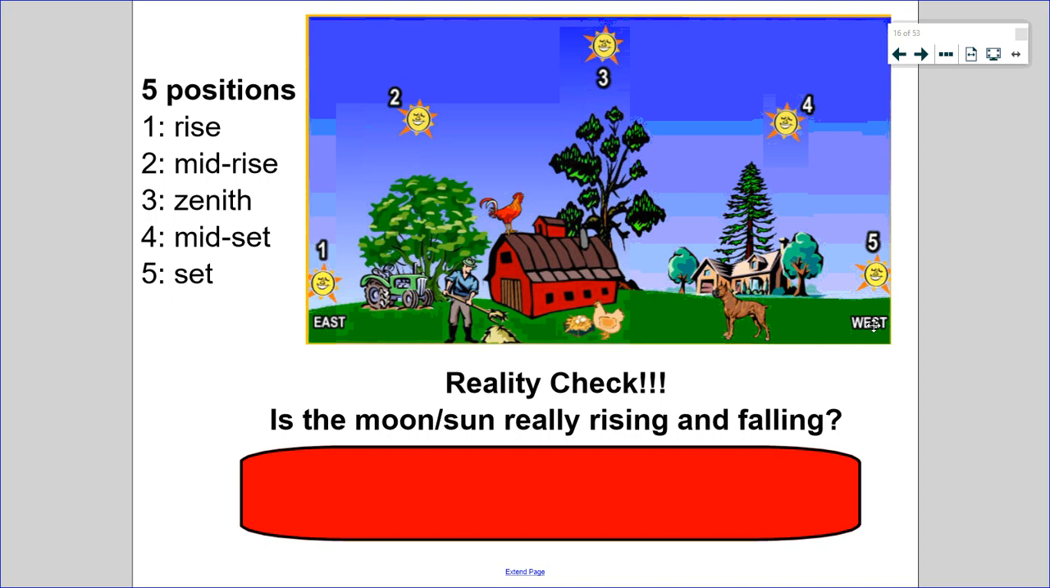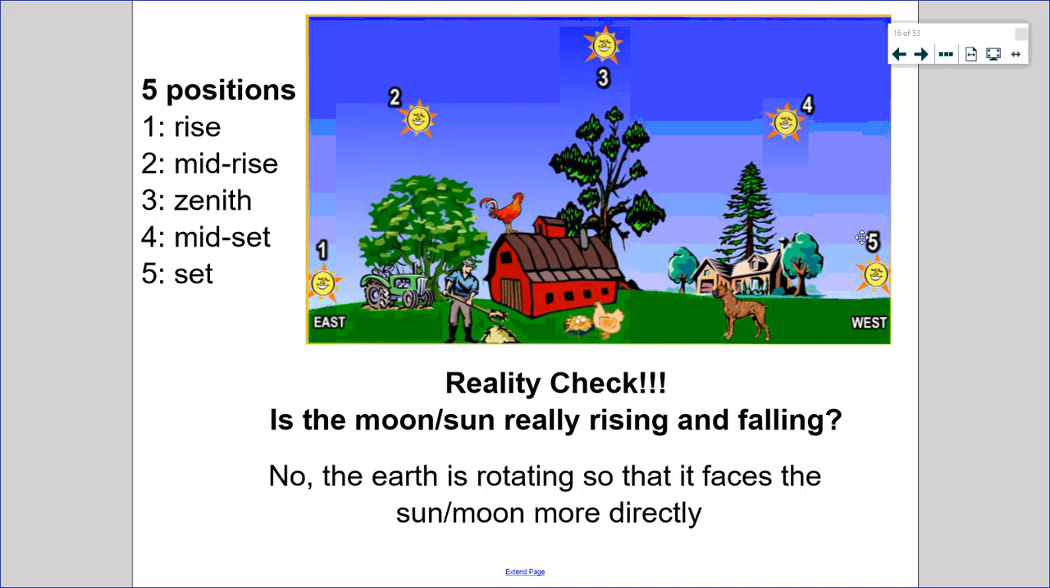So a quick reality check: is the moon, sun, or any other object really rising and falling? Definitely not. The Earth is rotating so that it faces the sun or moon more directly. So I guess the next time you see a beautiful sunset, it'd be more accurate to say, look at that beautiful Earth rotation out of the field of view of the sun.